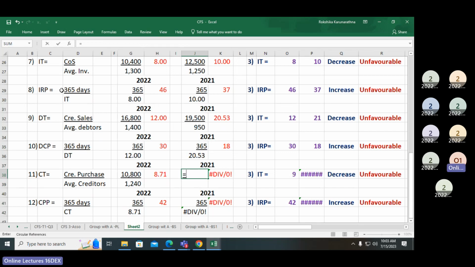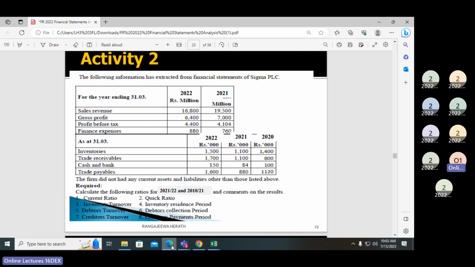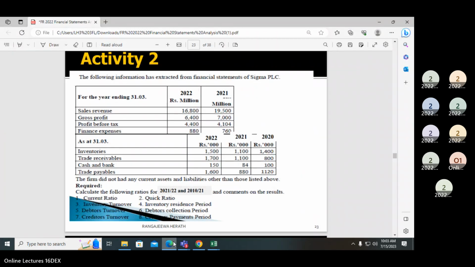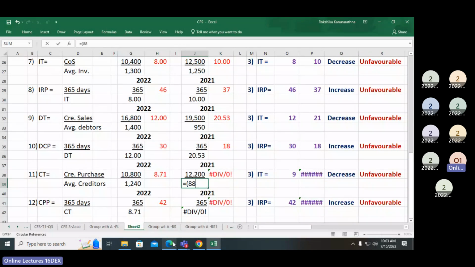Last year, cost of sales 12,500 plus 1,100 closing inventory minus 1,400 opening inventory. Divide by average creditors, 880 plus 1,120, divide by 2. So it is 12.2, decrease.